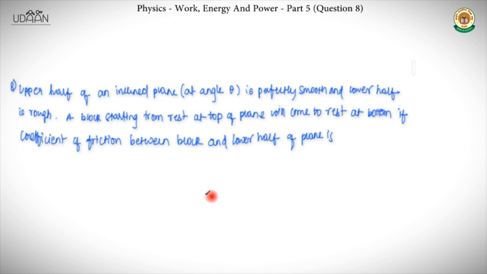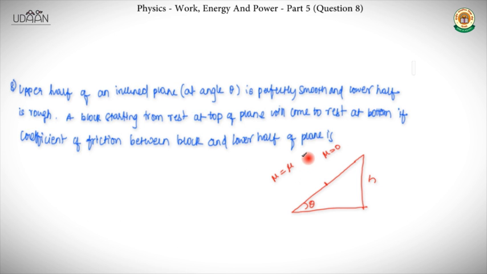First let us analyze the question. It is given the inclined plane. Let us assume the angle of inclination is theta and the height is h. It is given that for the first half of the inclined plane mu is equal to 0, and for the second half mu is what we need to find. Let us assume this mu is equal to mu.